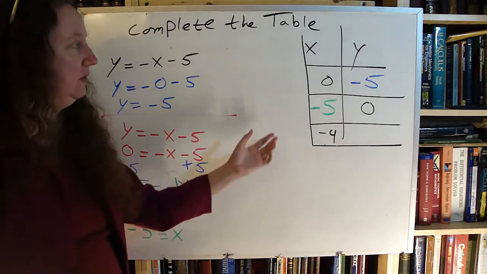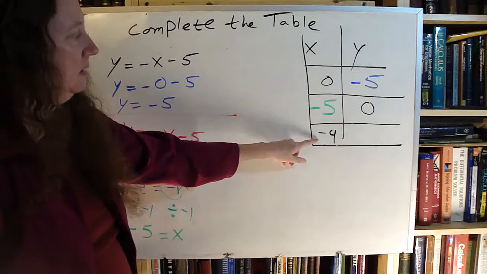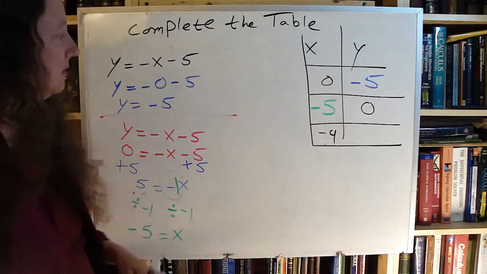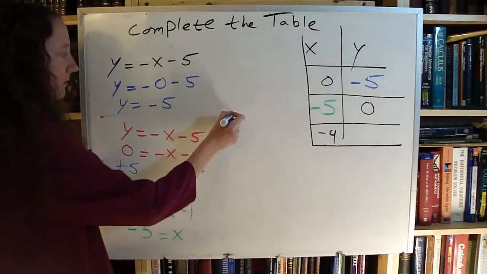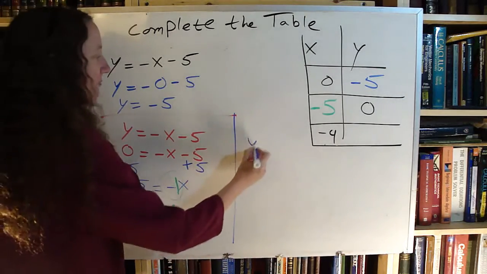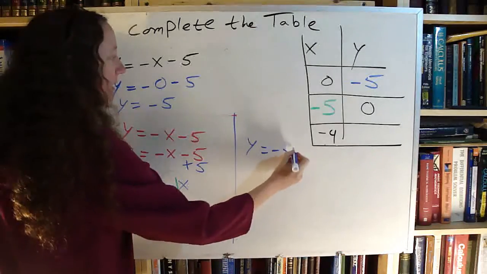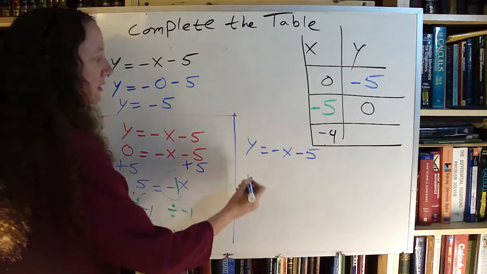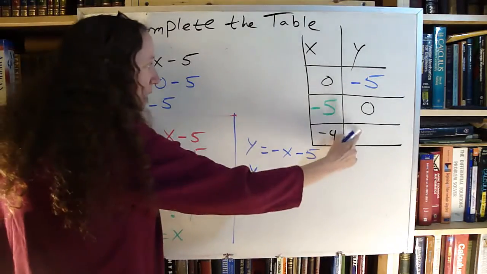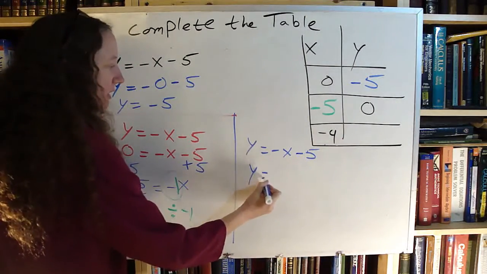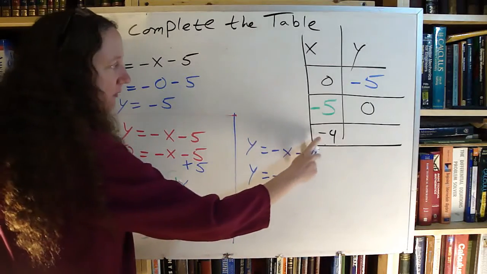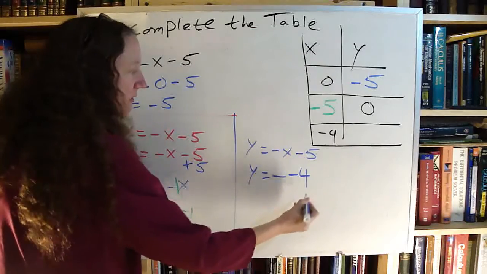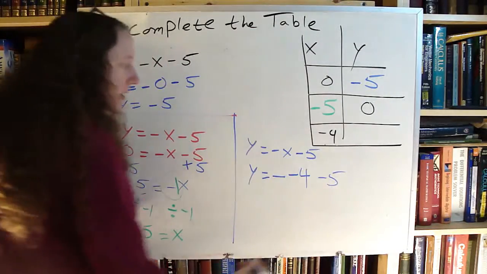And the last example on this page, negative 4 replaces x. So I still have my y is negative x minus 5. I'm trying to find y, that's where my blank is, equals negative 4. So I have a double negative. Carry down my minus 5.